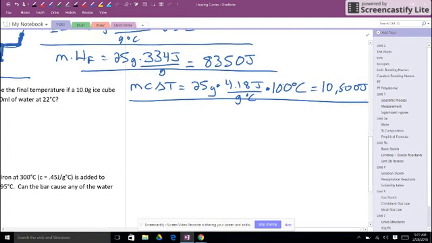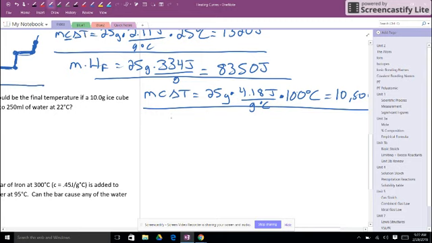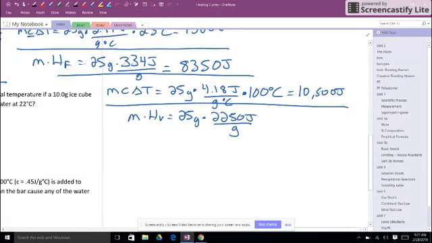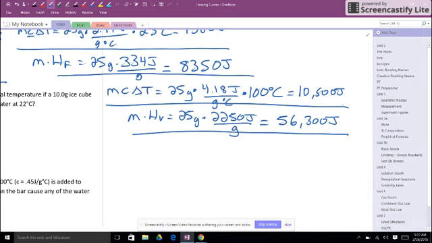Okay, next. Now that my water is at 100, we need to boil that water. Let's do the mass times the heat of vaporization. 25 grams times 2,250 joules per gram. Again, you will be given this value. You do not need to memorize this. Get 56,000 joules about.